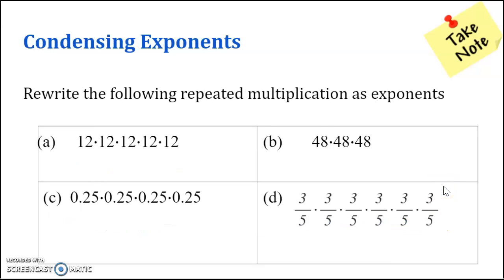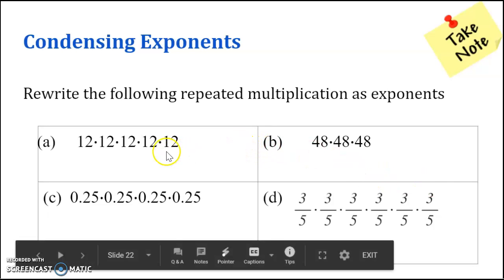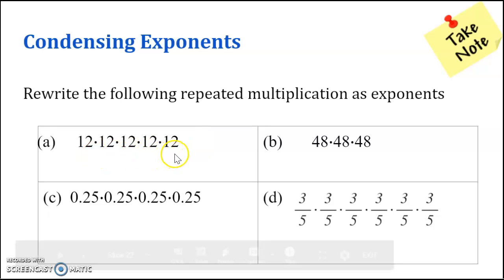Okay, next up. How about the opposite way? If you see this expression, can you go backwards and write it in exponent form? Okay, so what is the number being multiplied to itself? The number is 12. And how many times is it going to be multiplied to itself? 1, 2, 3, 4, 5 times. So this is going to be 12 to the power of 5, right?